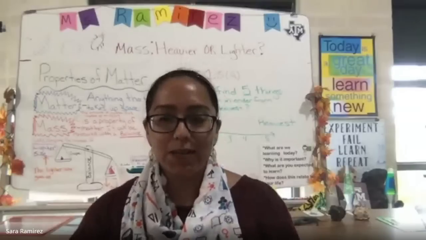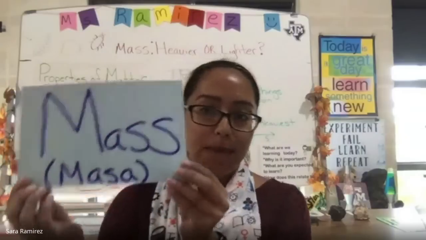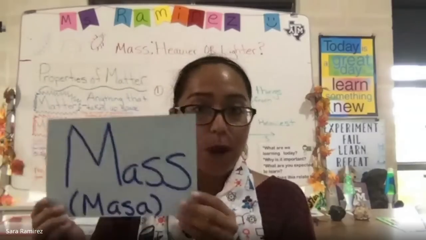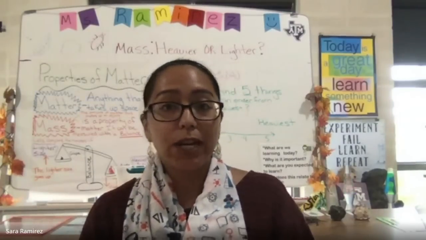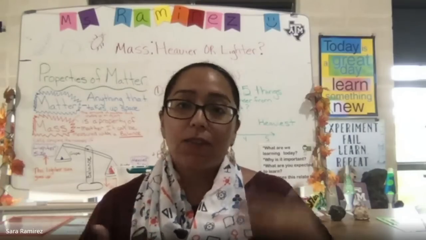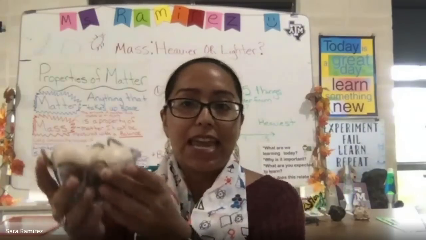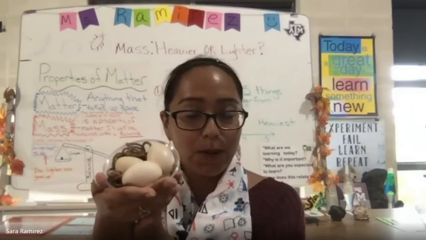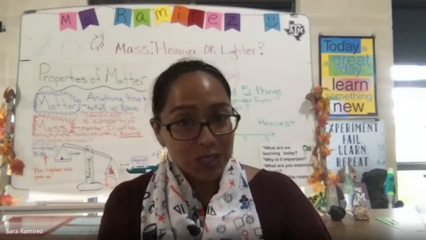Hello, first grade. My name is Miss Ramirez, and today we're going to learn about the property of matter called mass. So can you guys say that word with me? Mass. To demonstrate the property of mass, we're going to look at two objects and we're going to compare their mass. So essentially, mass is just telling us if an object is heavier or lighter. So the first object we're going to look at today are some eggs. These eggs were laid by my pet chicken, Pepper, and we're going to compare the mass of these eggs to that of my adult chicken, Pepper.